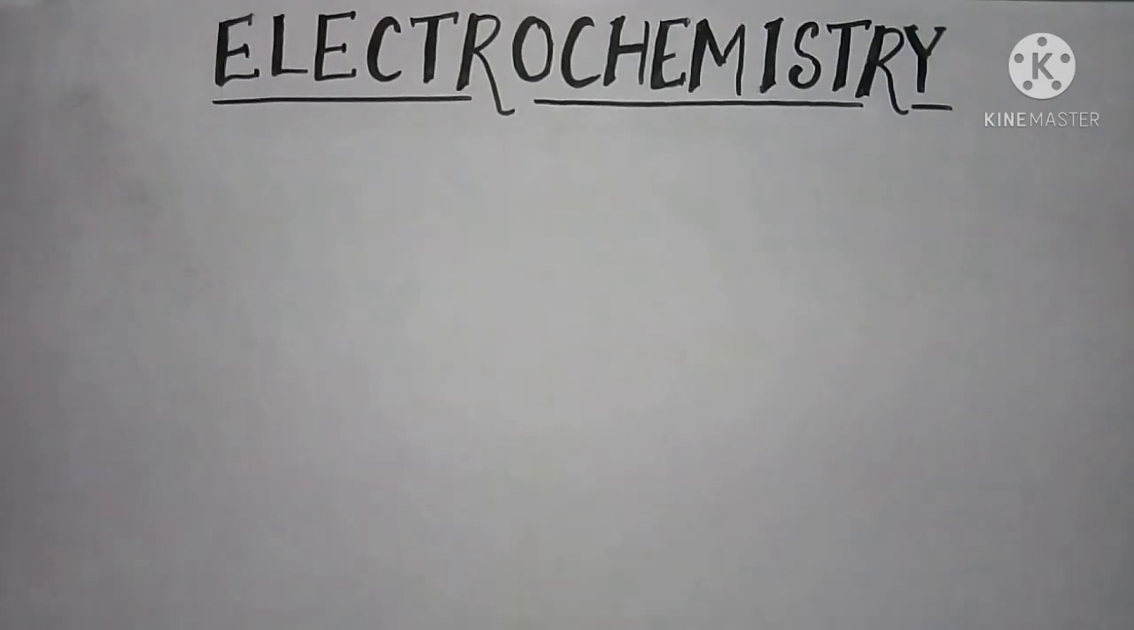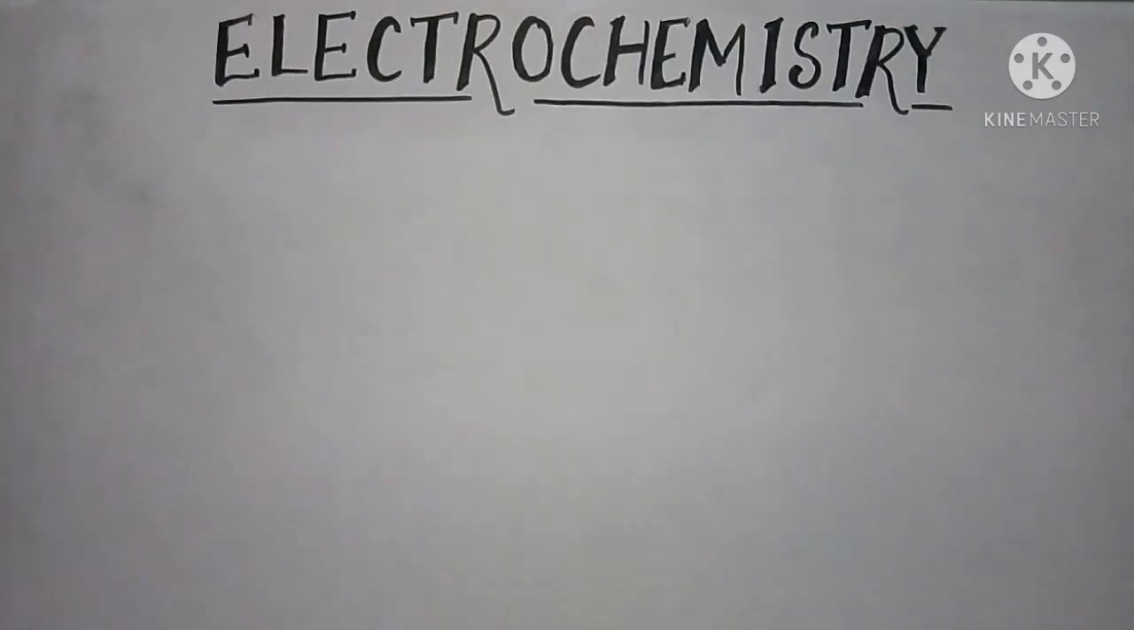Now let us know something more about electrochemistry. As we discussed, the chemical reactions involved are redox reactions. In standard 11th you must have learned that redox reactions are associated with some amount of energy, maybe in terms of heat energy. We will call it the chemical energy.